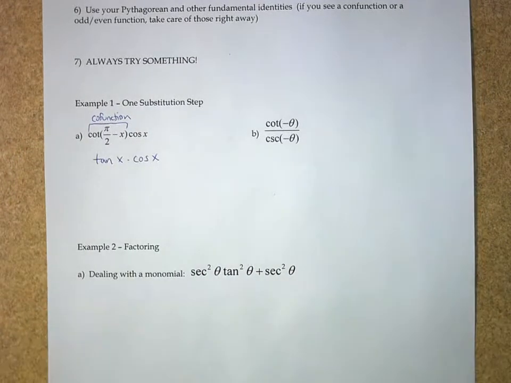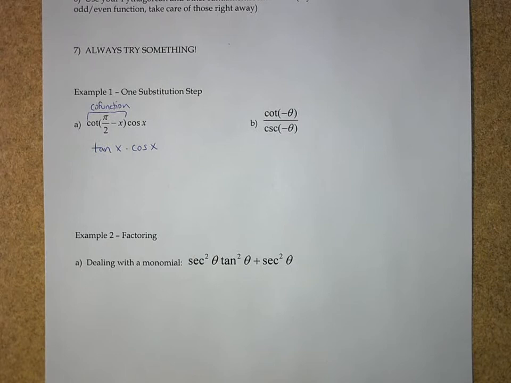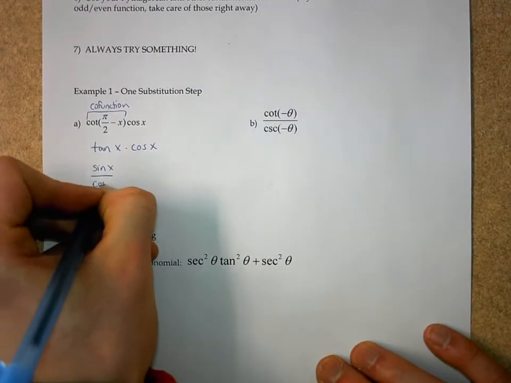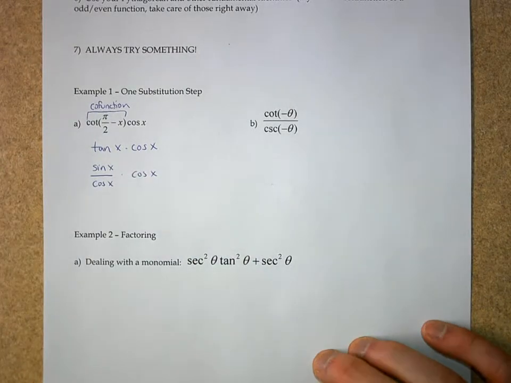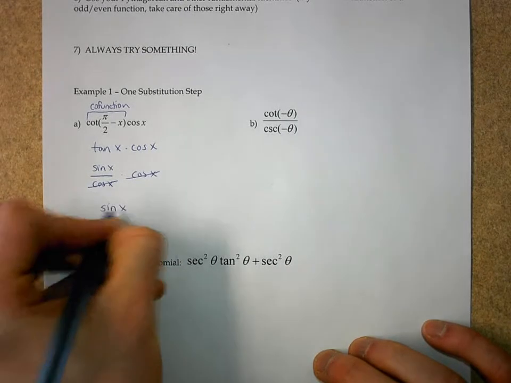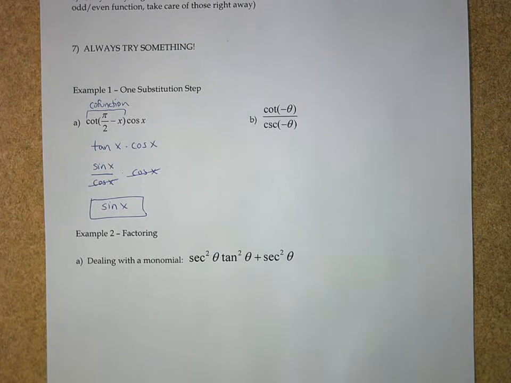And then I've got the cosine of x. Now that's not fully simplified yet. Tangent, I can then write in terms of sine and cosine. Tangent is the sine of x over the cosine of x, times the cosine of x. Since I'm multiplying those two pieces, simplify, and I'm left with the sine of x. So cotangent of pi over 2 minus x, times cosine of x, is the same thing as sine of x.